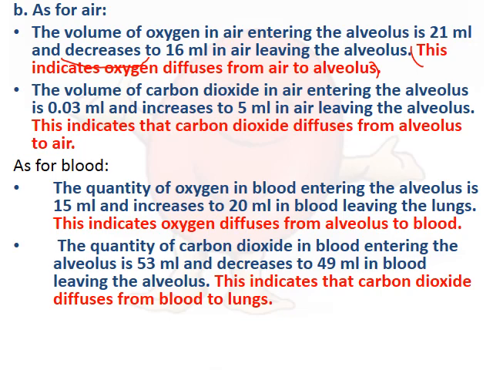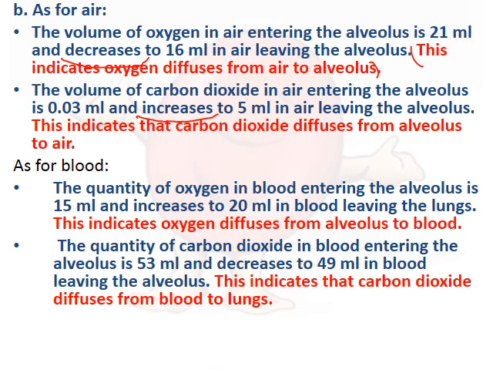Moving to carbon dioxide in the air, the volume of carbon dioxide in air entering the alveolus was 0.03 milliliter and increases to 5 milliliter in the air leaving the alveolus. What does this indicate? This indicates that carbon dioxide diffuses from the alveolus toward air.